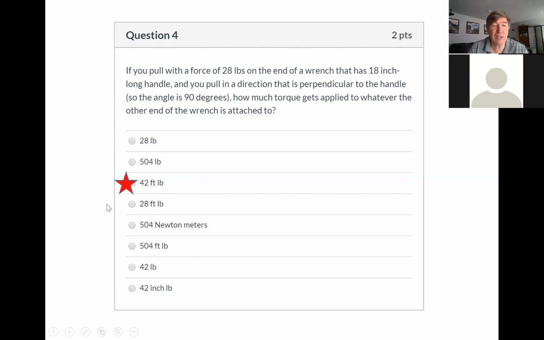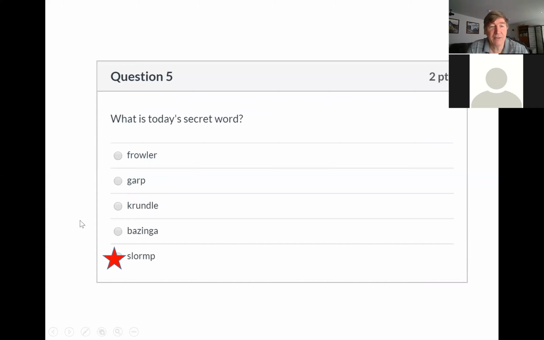Okay, so it looks like most of you guys got good on that. The secret word was, of course, slump. The imperial system looks better.